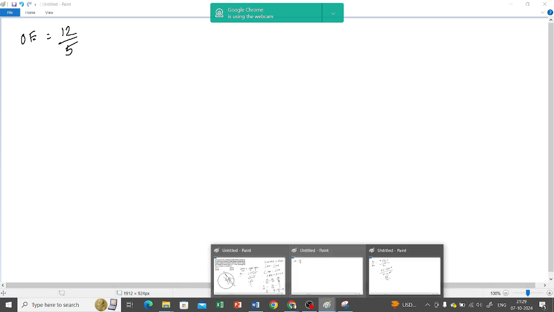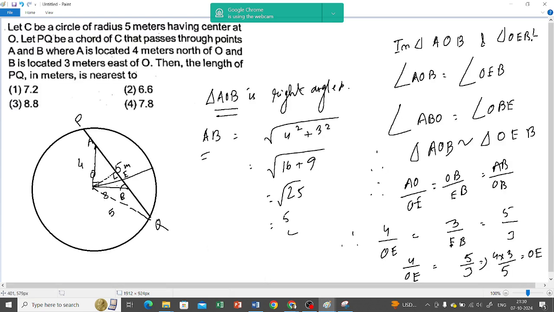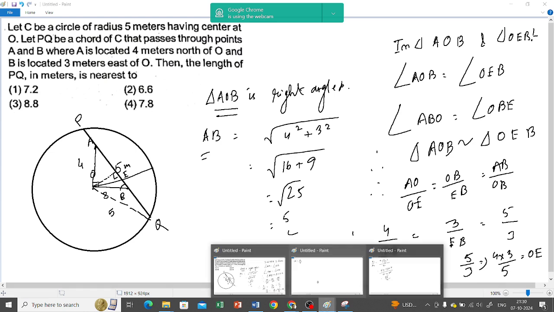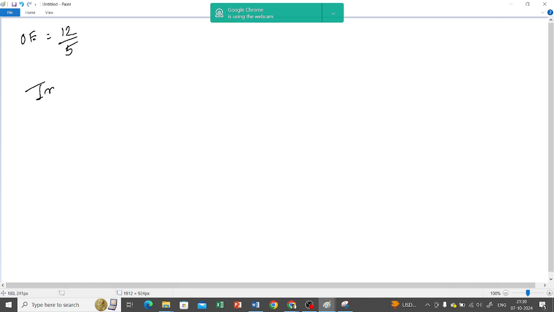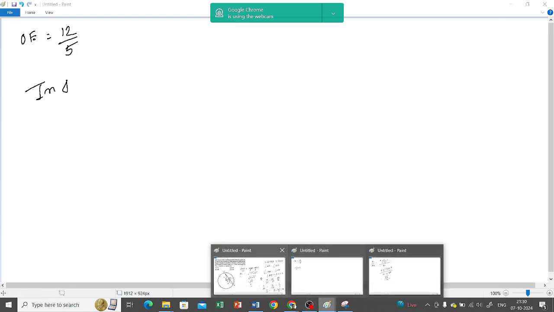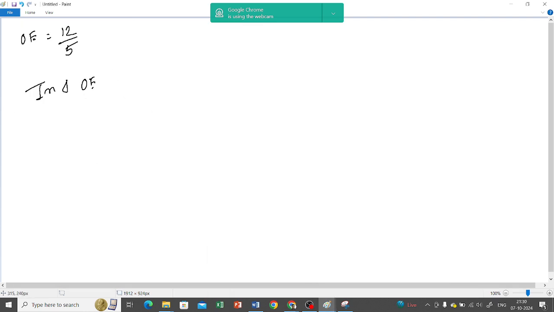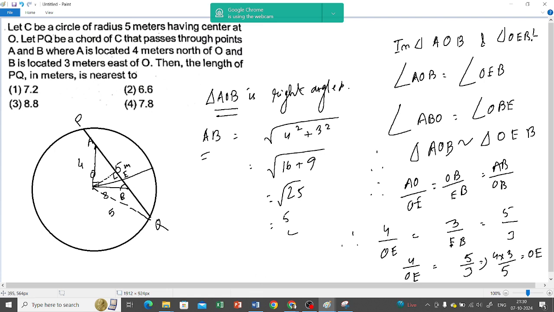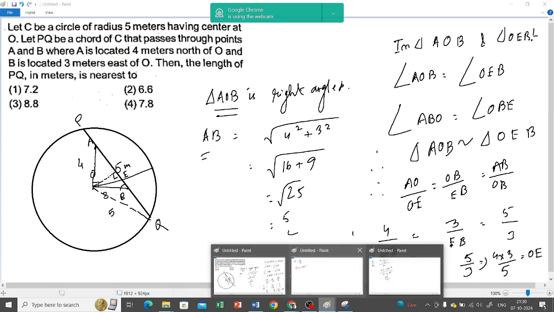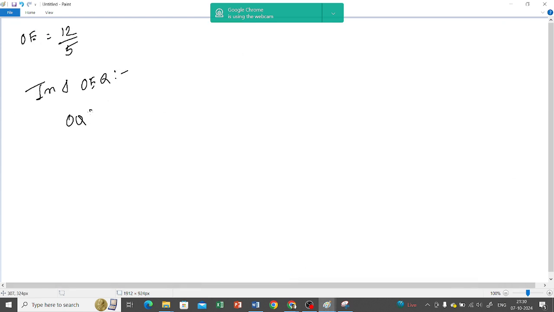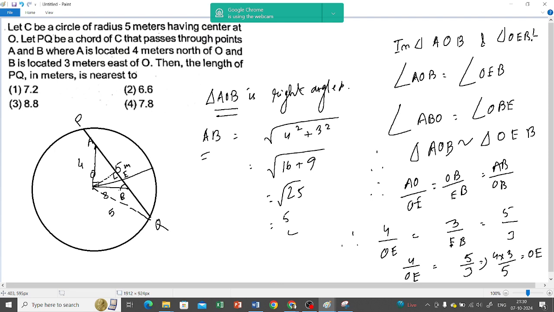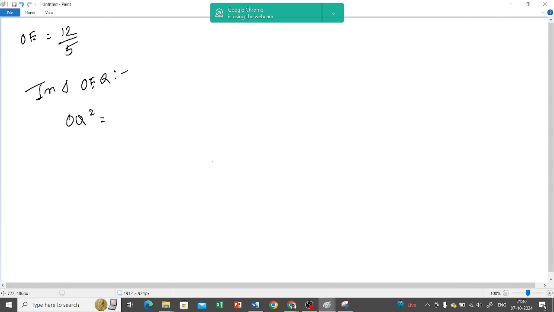12/5 centimeter, right? That is OE. Now see, in triangle OEQ, I have OE, I have OQ, I can easily find EQ. So OQ square is equals to OE square plus EQ square, right?